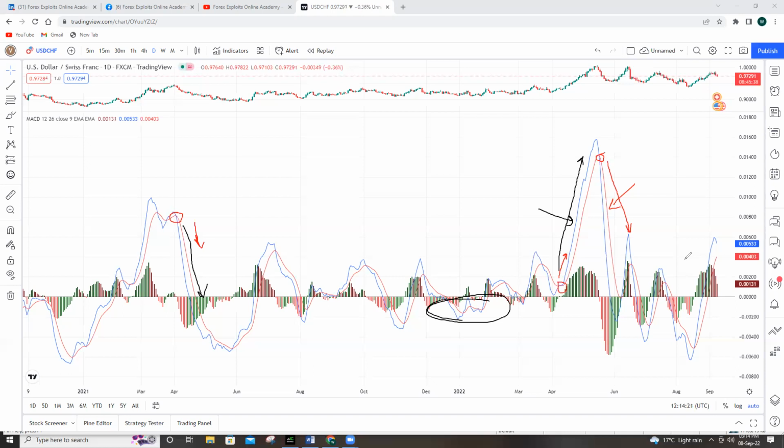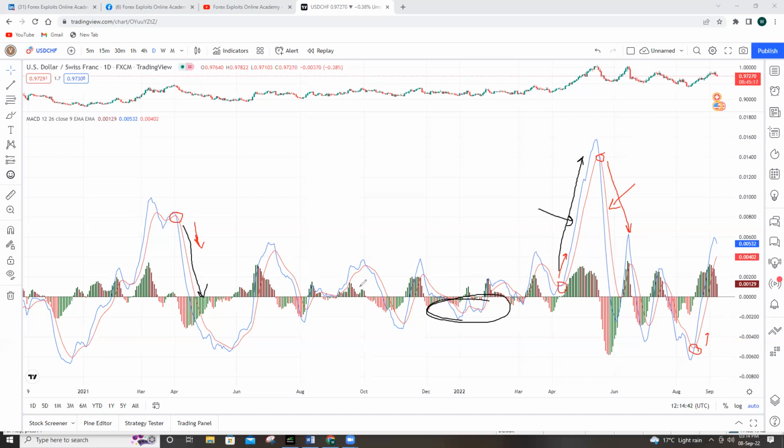Just like the name, signal, it's signaling us to take a move. So the crossover here is a signal for us to take the buy trade, while the crossover here is a signal for us to take the sell trade. Crossover here, take the buy, and crossover here, the sell.